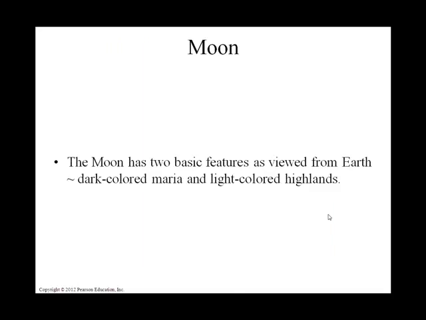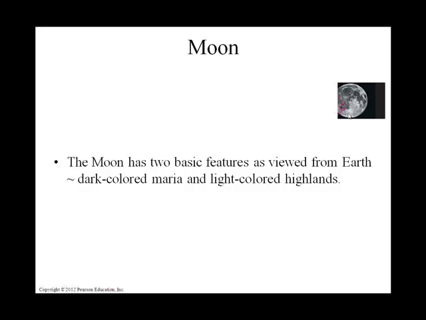So the moon, remember we talked a little bit about how it was formed: the Earth was hit by an object maybe the size of Mars early on, and part of the Earth splashed out and orbited, creating a disk around the Earth, and then that material accreted to form the moon. But the moon, from our perspective, has these dark regions and light regions.